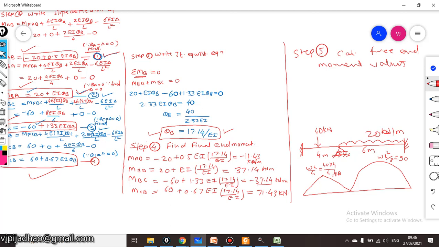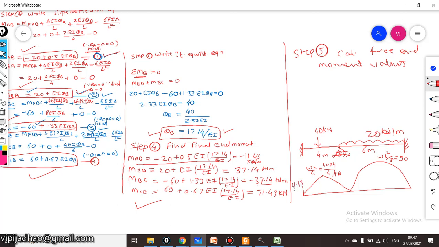Now we have to overlap this bending moment diagram with the final end moment values. We have MAB equal to minus 11.43. Minus means we have to keep it on the negative face, that is the anti-clockwise face. So you have to draw this minus bending moment value on this face, 11.43.